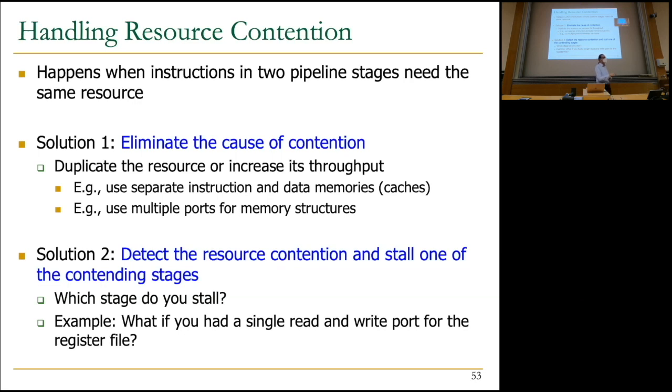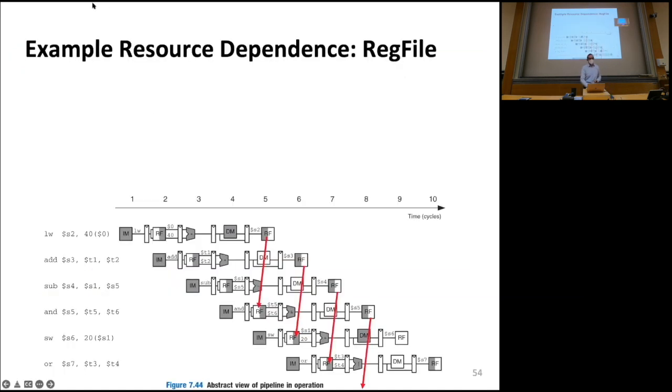Is what I'm seeing a common case? Does it happen 80% of the time? Or does it happen 1% of the time? If it's 1% of the time, maybe the second solution is not too bad for your performance, right? And this is, again, Amdahl's law. Okay, so let's take a look at a common resource dependence, which is the register file.